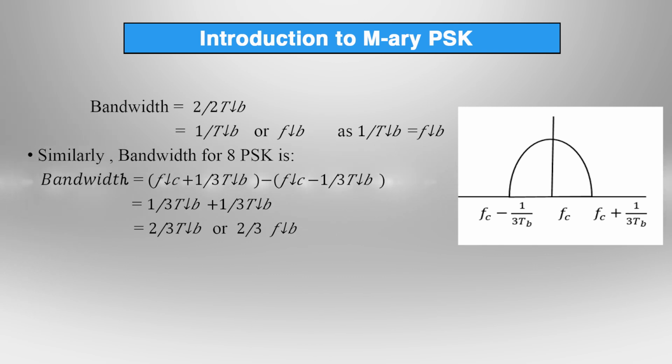Therefore, the bandwidth of M-ary PSK will be Fc plus 1 upon 3 Tb minus Fc minus 1 upon 3 Tb, or 1 upon 3 Tb plus 1 upon 3 Tb, that is equal to 2 upon 3 Tb, or it can be written as 2 by 3 Fb. So, as we increase the value of M, that is n times of Tb, the bandwidth is reduced.